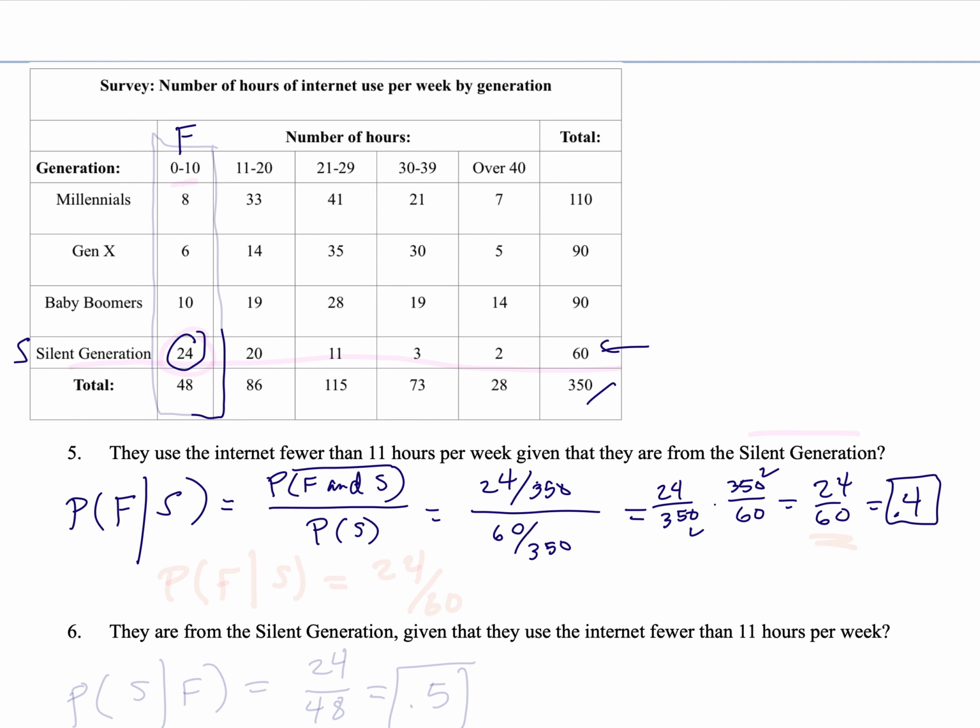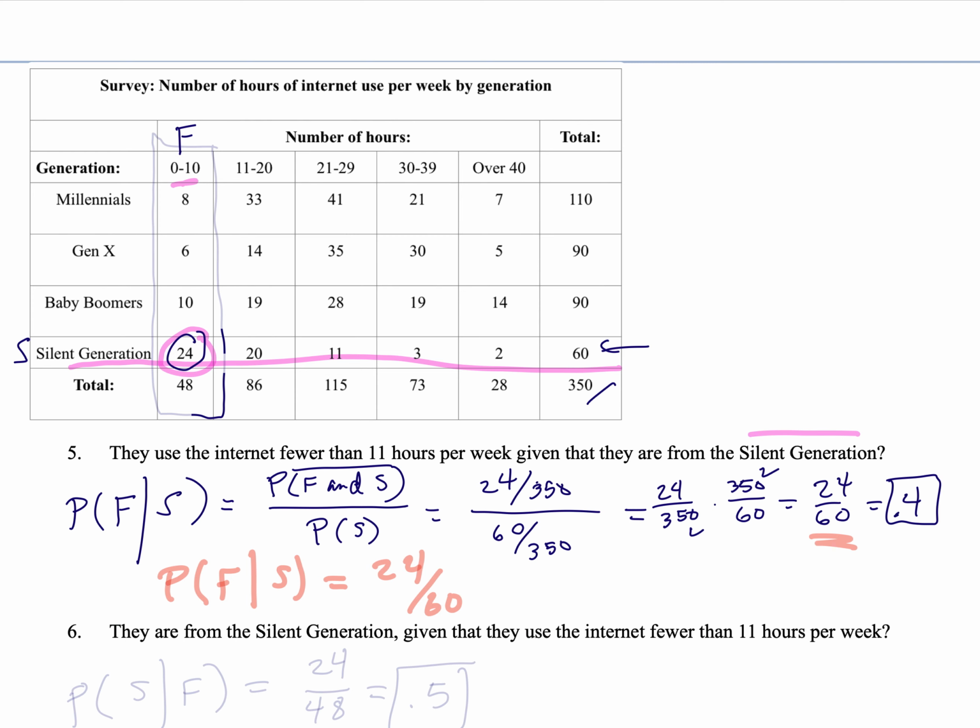So another way we could approach this is to say, okay, out of all of the people who were from the silent generation, so given that they're from the silent generation, that means that out of all those people, how many of them also had the quality that they use the internet between 0 and 10 hours per week? Well, 24 of those people. And so another way that we could approach that problem is to say that the probability that they use the internet for fewer than 11 hours per week, given that they're from the silent generation, is 24 out of 60. And obviously that's the same thing that we got over here.